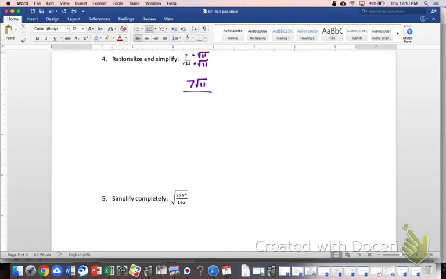And then in the denominator, the square root of 11 times the square root of 11 would be the square root of 121, because 11 times 11 is 121. And then, of course, we know from the perfect squares chart that we saw earlier that 121 is a perfect square. The square root of 121 is 11. And so this would be it. What we've done now is we've rationalized that fraction. There are no more radicals in the denominator, and we're done.